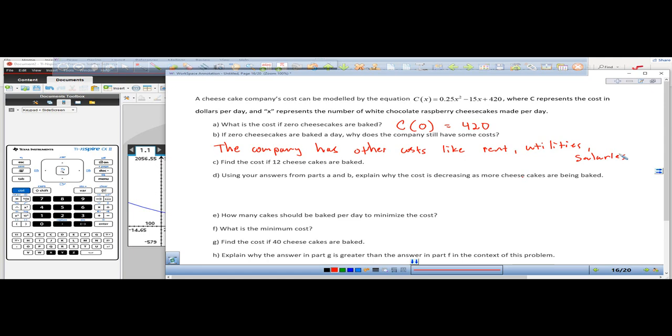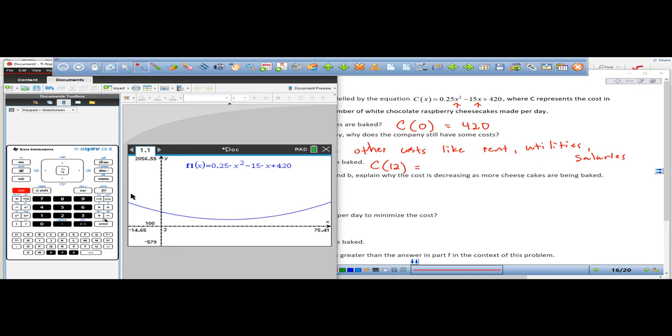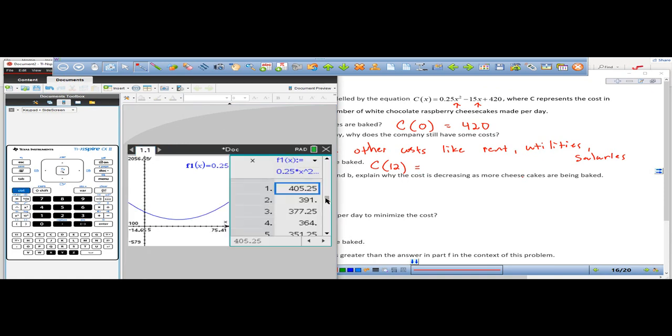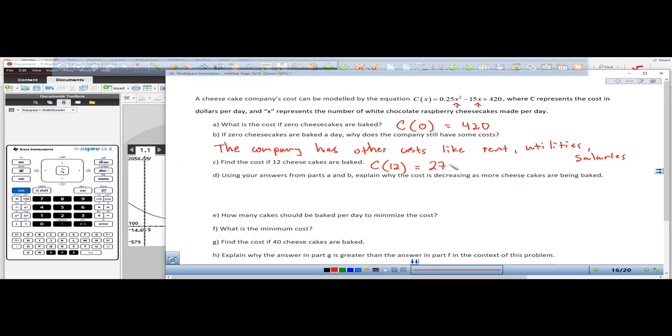Okay? Part C. Find the cost if 12 cheesecakes are baked. Okay? So we want to find the cost if 12 cheesecakes are baked. So remember, you have the option. You could just plug in 12 where the x is and then just calculate this. Or since you've already graphed this, we can just go to Control T, bring up the table, scroll down, go to 12, right? So if we go to 12, we get 276. So the cost, if 12 cheesecakes are baked, would be 276. Okay?